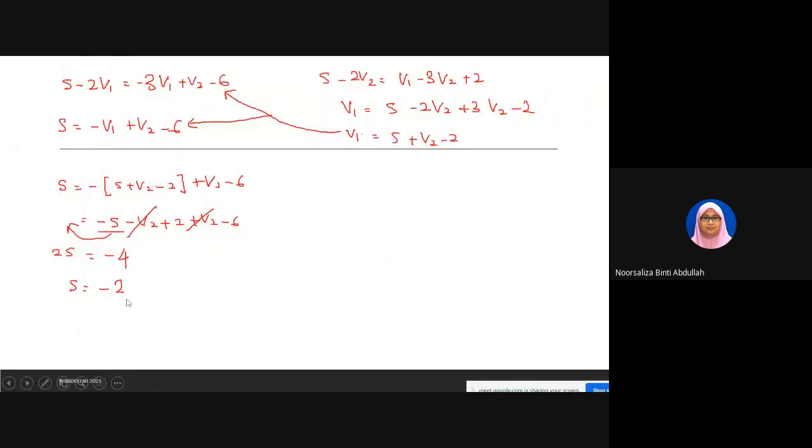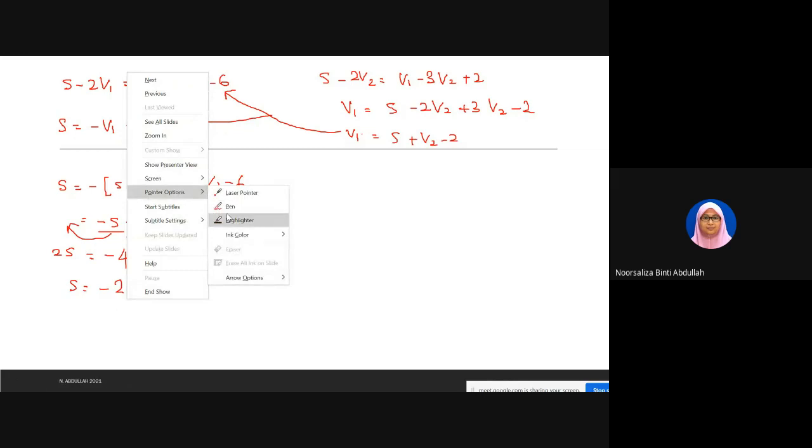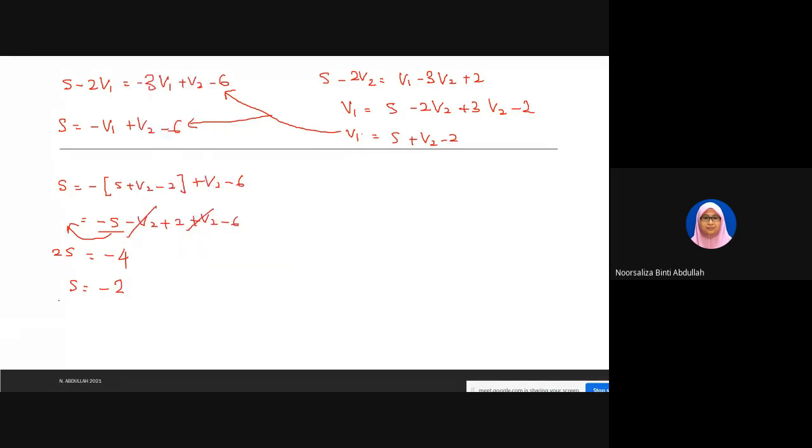Okay. So sampai sini faham tak? Okay, so now you get S equals to minus 2.